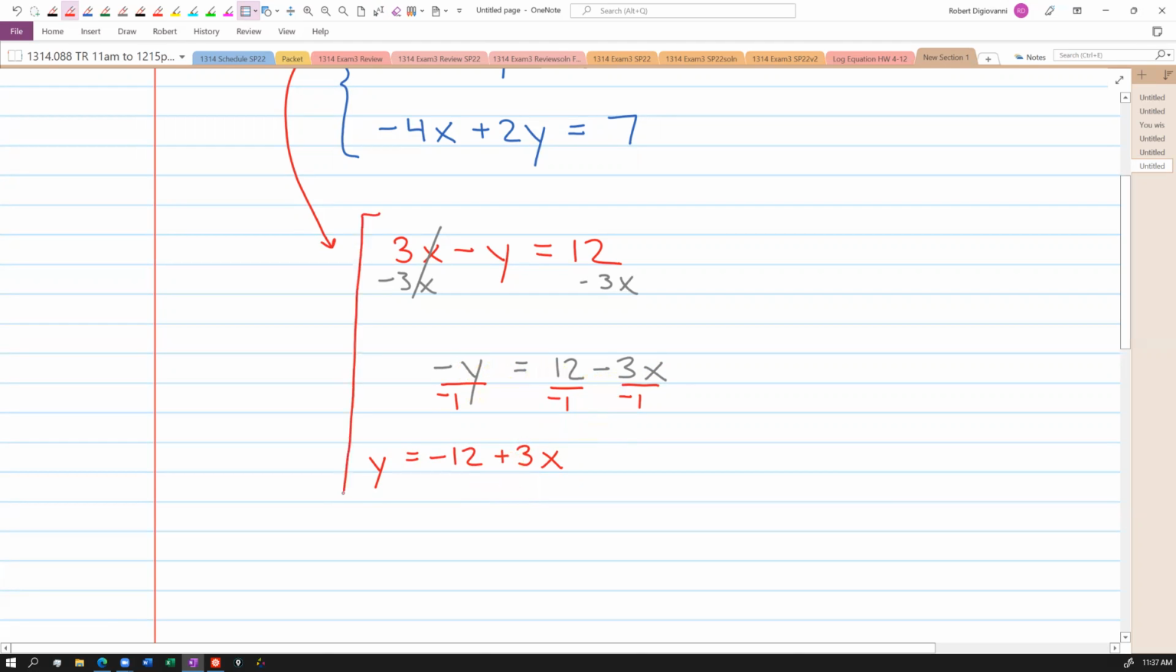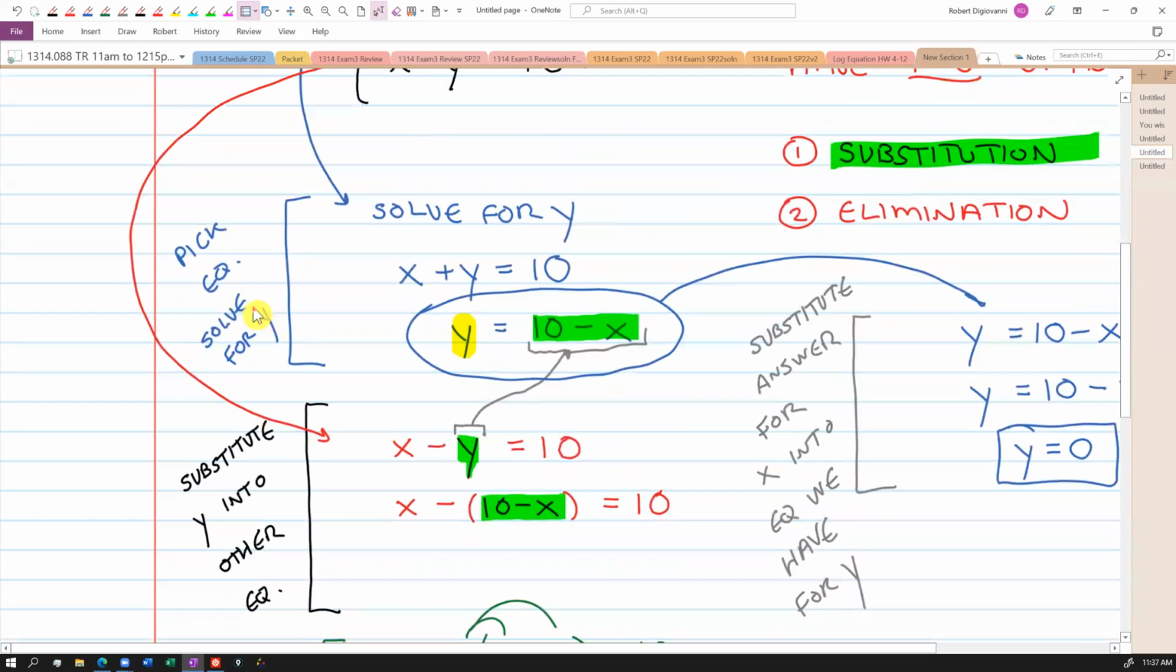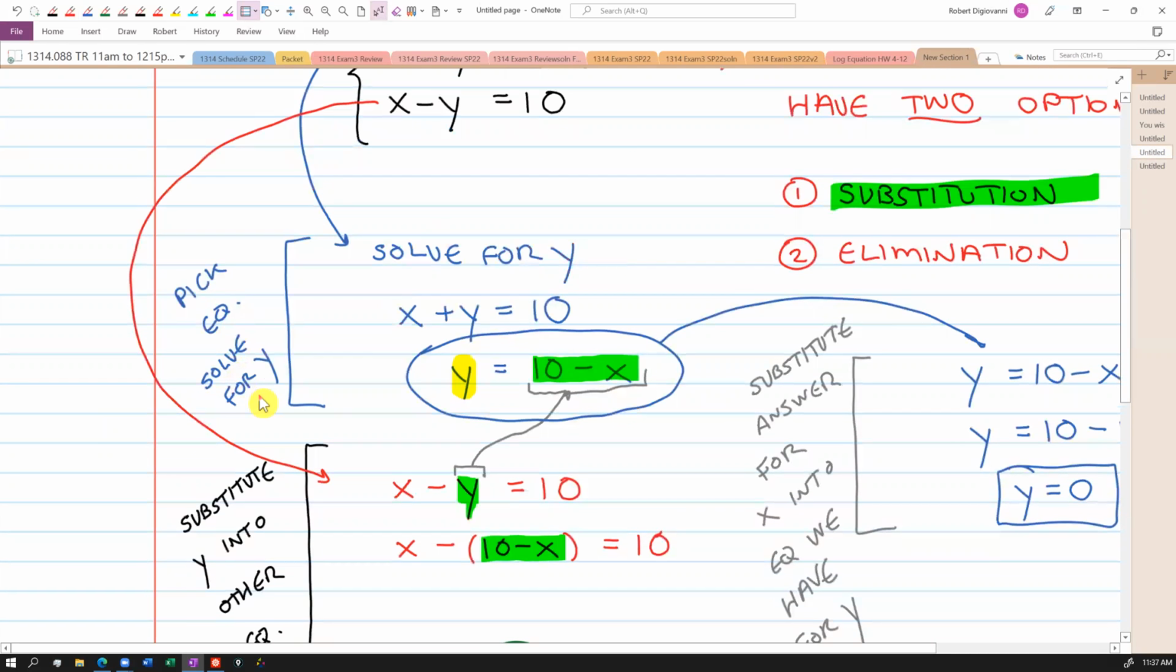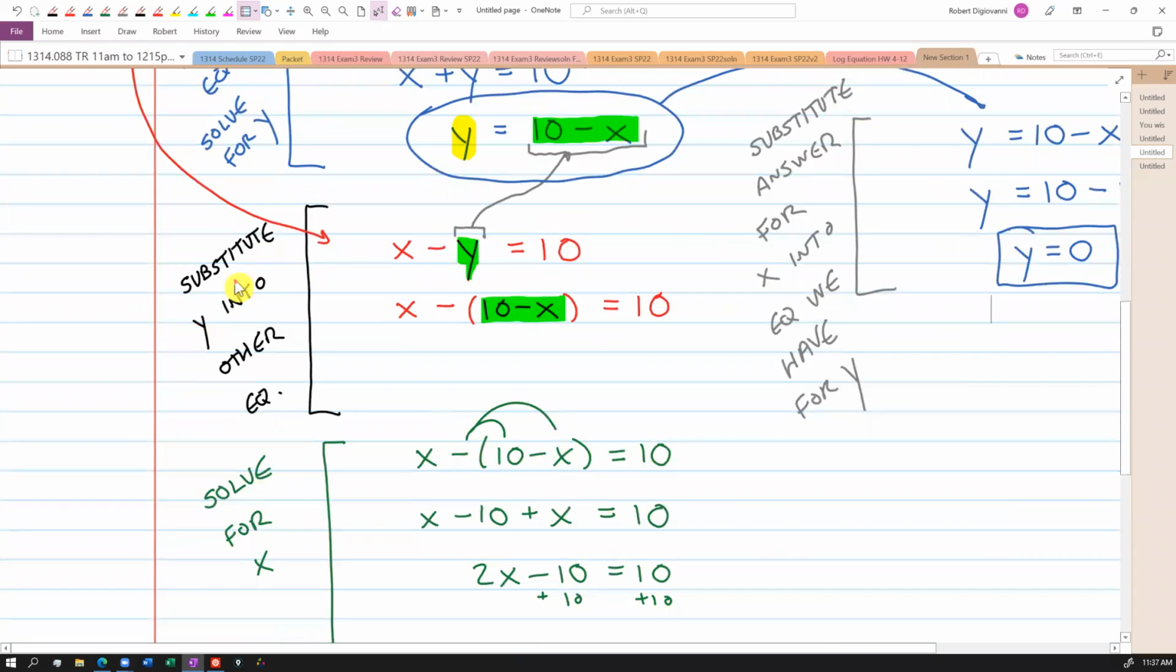That's the first step, right? We look back at the previous problem. The first step was to pick an equation, which we did, and we solve for y. Got it. Okay, we have solved for y. Now, we're going to substitute y into the other equation.